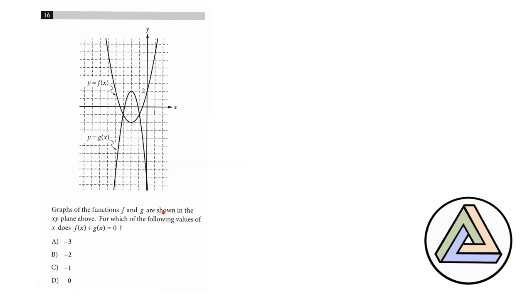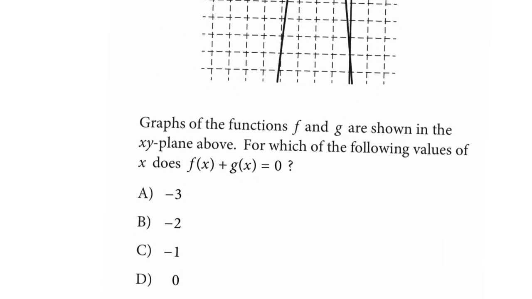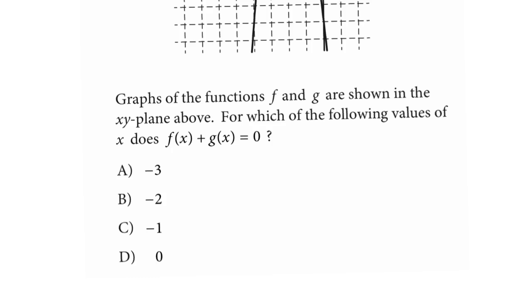Okay, graphs of the function f and g are shown in the xy plane above. For which of the following values of x does f of x plus g of x equal 0? All right, so it's helpful to think of f of x and g of x as being the y values of each corresponding graph, all right?